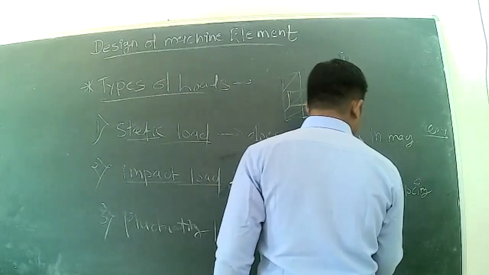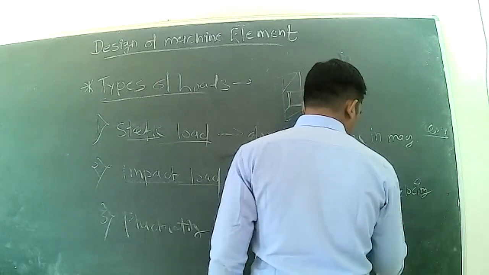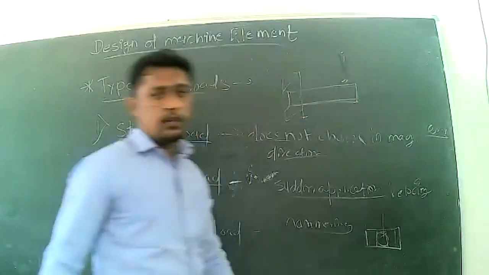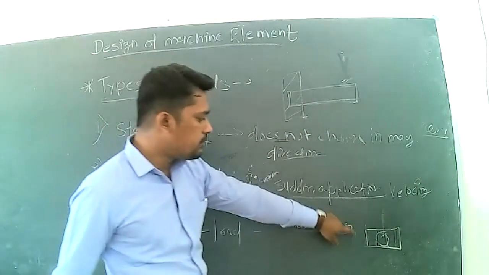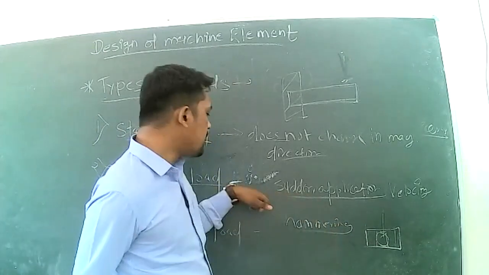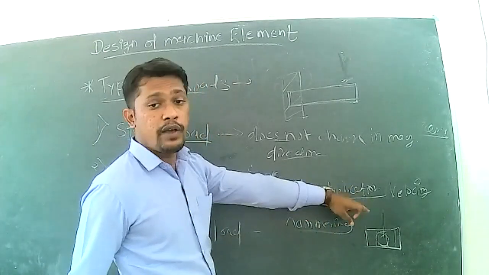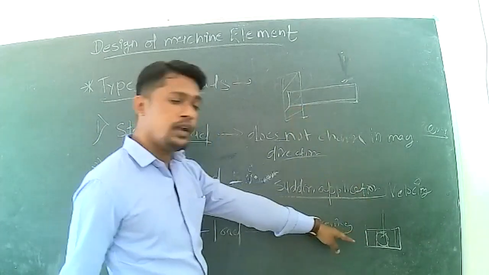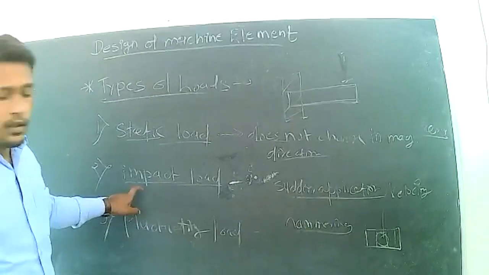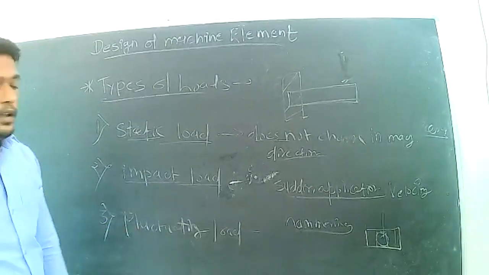Suppose there is some plate, and we hammer on this plate suddenly. Hammering on this plate suddenly is called impact load. It includes velocity. With velocity, we hammer on it. It's called sudden load. That is impact load. Third one is fluctuating load.